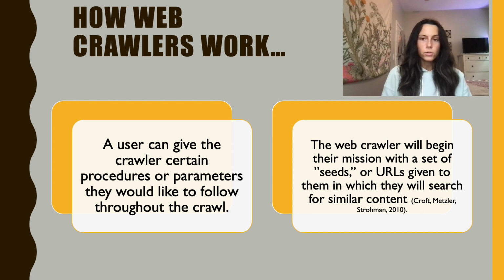This slide will begin to explain how web crawlers work. First, a user can give the crawlers certain procedures or parameters they would like to follow throughout the crawl. The purpose of giving a crawler these parameters is that they do not stray away from the main purpose of the crawl. The director of the crawler can do this by assigning a set of seeds or URLs to the crawler, in which they will only search for content that is similar to those seeds. This is useful for the crawl because if the crawler did not start with the seeds, they would not know which direction to go in and would likely try to collect lots of information that would not be relevant to the crawl itself.